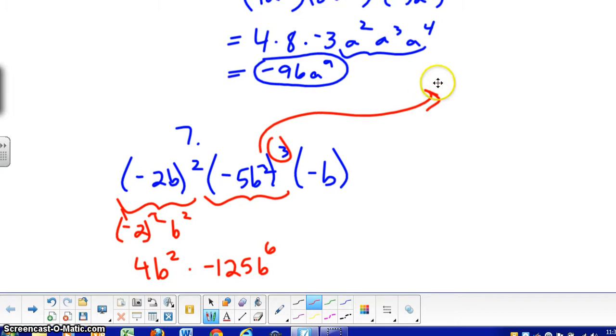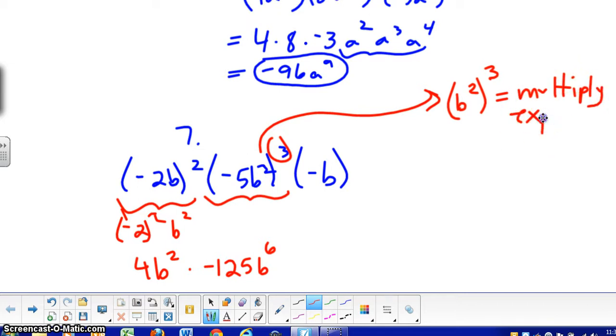Now, a little side note to this. We'll talk more about this tomorrow too for part B, but just a little side note. When you have a power to a power, you're going to multiply the exponents. Multiply exponents. Okay? Alright, so we'll talk more about that in the next lesson.